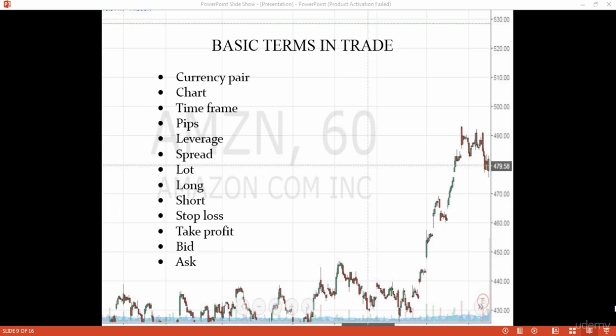Basic terms in trade. Before you begin trading on the stock exchange, it is necessary to learn the basic terms and the concepts used in trading.